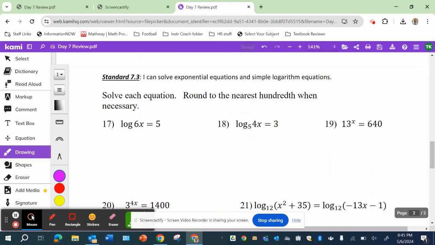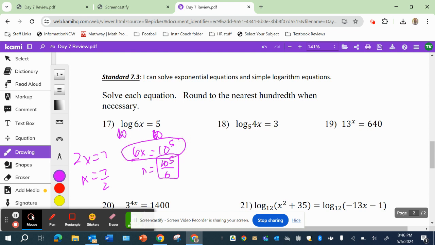Solving, as long as the log or the exponent's by itself, you can just do the opposite. Oops, this is base 10, sorry. So I think you had that 6x equals 10 to the fifth. So x equals 10 to the fifth divided by 6. Let's see if you can simplify that. I think you had that as 60. You're just dividing it like you would if it said 2x equals 7, you would get x equals 7 over 2. Same here, just divide by 6.